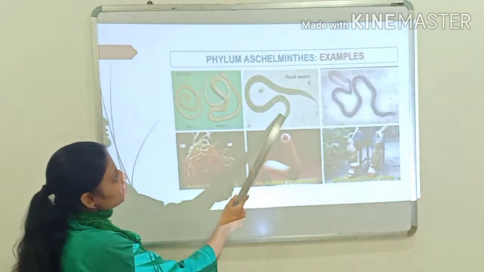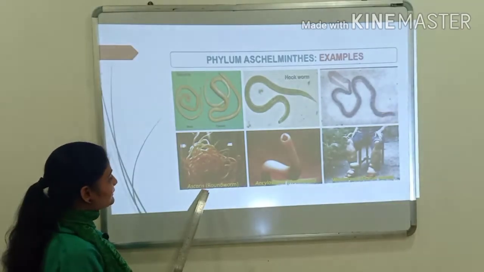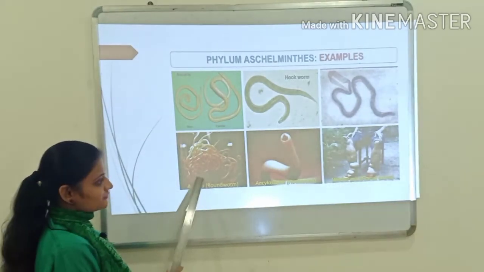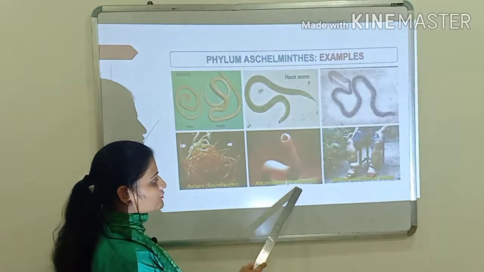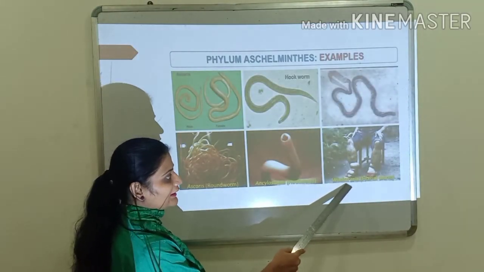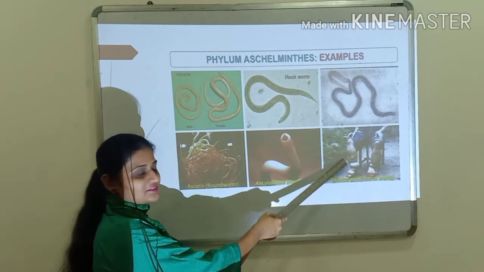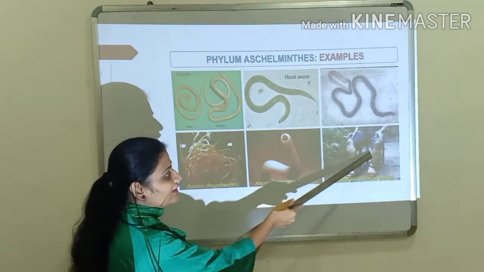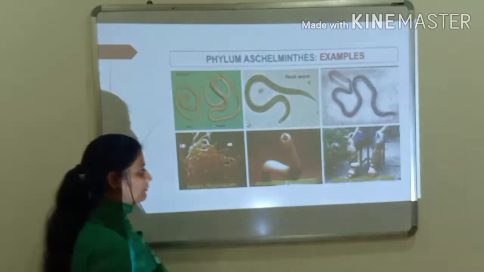These are the pictures of various Aschelminths. You can see Ascaris, the roundworm, then Ancylostoma, that is the hookworm, and Wuchereria, that is the filarial worm. It causes the disease elephantiasis. You can see the lower limbs are swollen. So that is Wuchereria, the filarial worm.